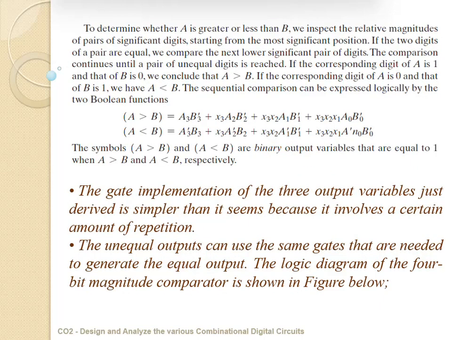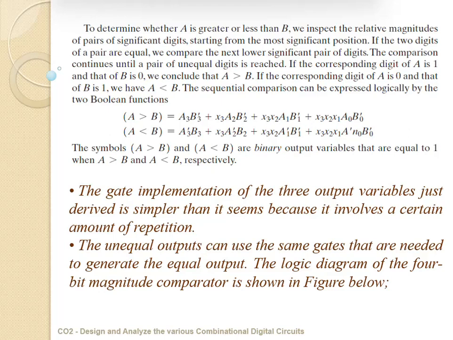And next we will obtain the function for A greater than B and A less than B. If A3 is greater than B3, which means A3 is equal to 1, B3 is equal to 0, then we can conclude A is greater than B. So A3 is represented in full form and B3 is represented in its complement form. So A3 B3 dash. If A3 is equal to B3, then we look after A2 and B2.